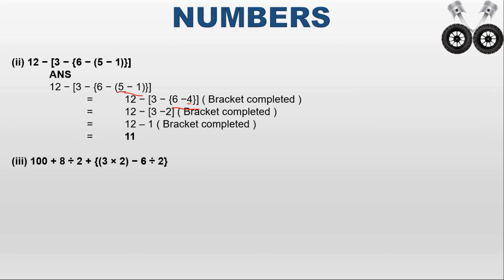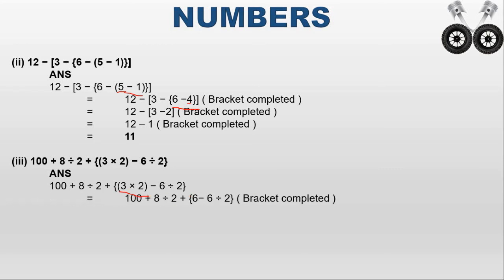100 plus 8 divided by 2 plus curly bracket, inside that normal bracket 3 into 2 minus 6 again divided by 2, curly bracket closed. Okay, already we said which should be executed first: the bracket inside the bracket. So the normal bracket is executed first. What is the operator here? Multiplication, and the operands are 3 and 2. So 3 into 2 is 6. We write the remaining factors as they are. So 100 plus 8 divided by 2 plus 6 minus 6 divided by 2.